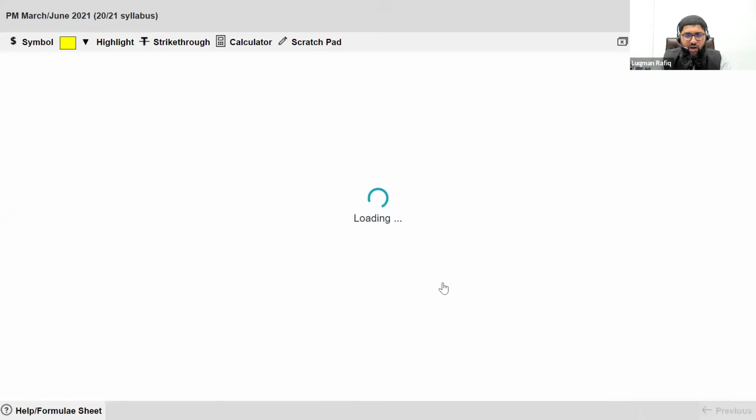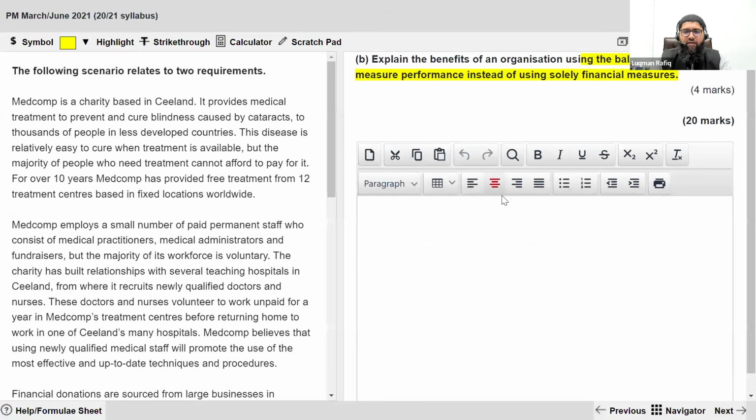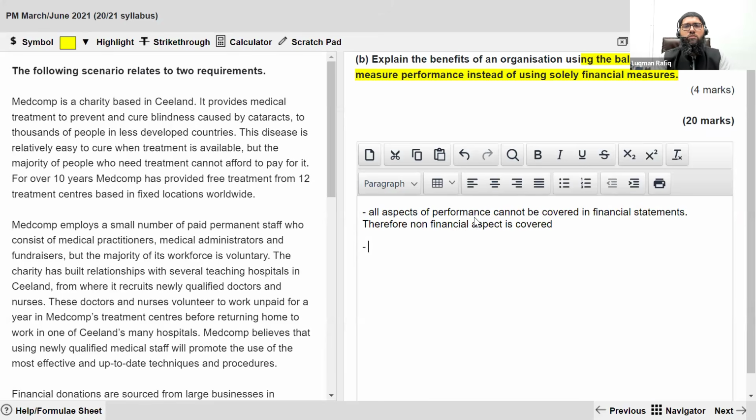Now, what is the next requirement? It says explain the benefits of an organization using the balanced scorecard to measure performance instead of using solely financial measures. I'm just writing down bullets. Obviously, you can elaborate on them. So, multiple aspects of performance cannot be covered in financial statements. Therefore, the non-financial aspect is covered.